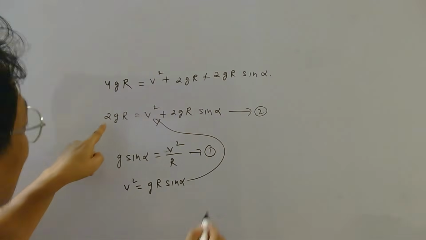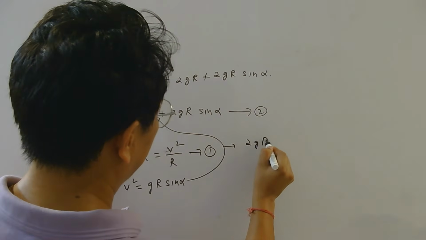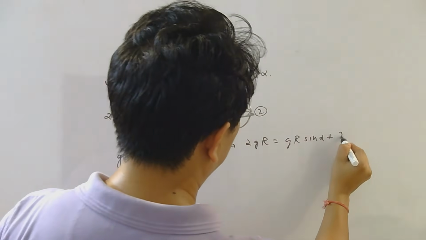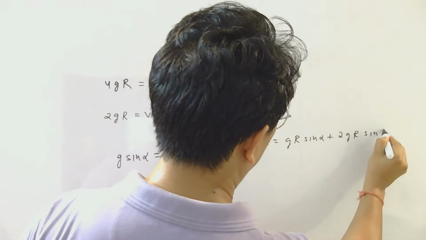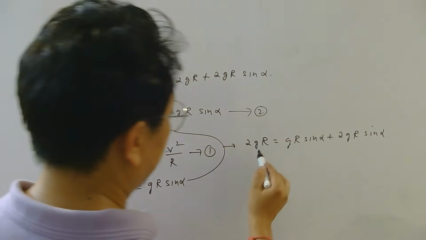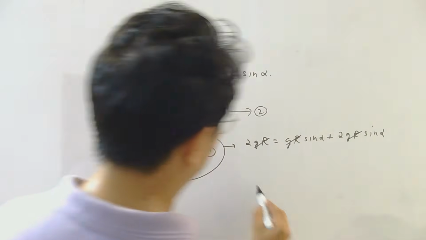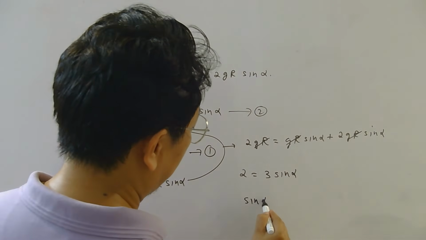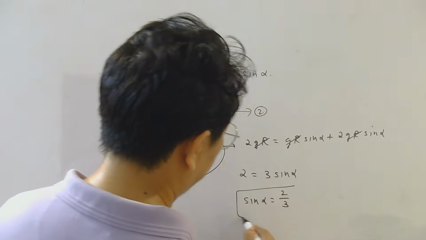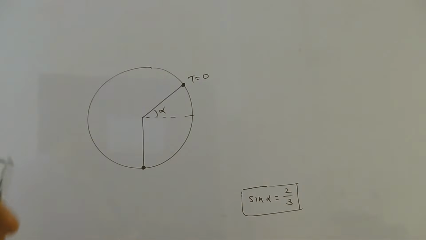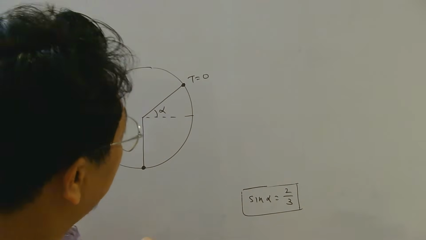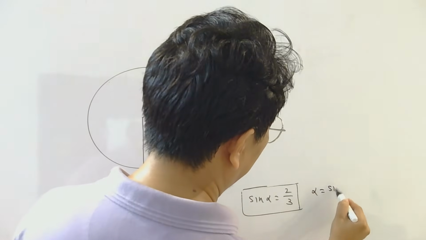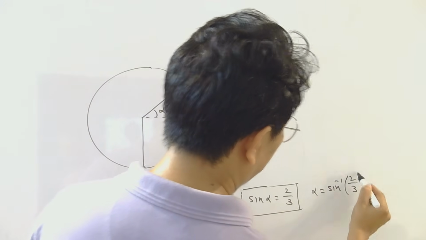That's it. So if we solve this, what will you get? 2gr is equal to v square. v square is gr sine alpha plus 2gr sine alpha. And that means your gr cancel. So 2 equals 3 sine alpha. So sine alpha equals 2 by 3. Okay. So we found at what angle alpha will tension become 0? When sine alpha is 2 by 3, which means alpha will be sine inverse 2 by 3.